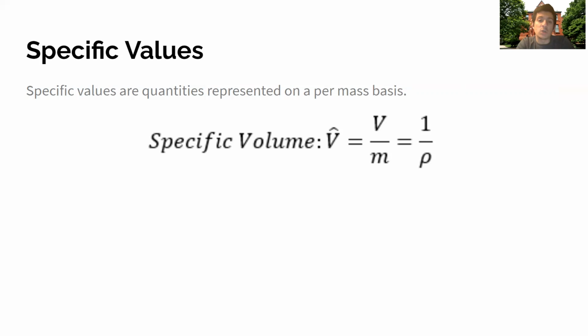It's also going to equal the reciprocal, or the inverse of density. It's going to be 1 over rho, because if you look at it, density is M over V. V over M is just the reciprocal of that. So we know specific volume can be 1 over density.